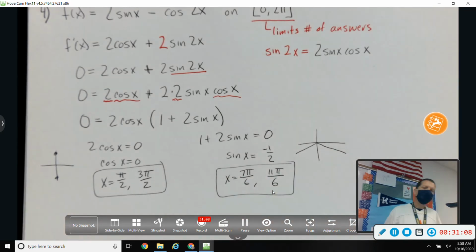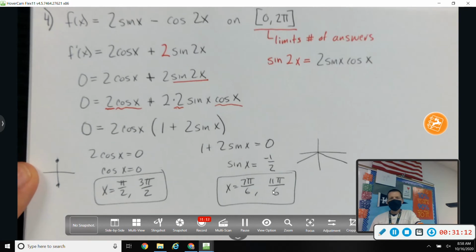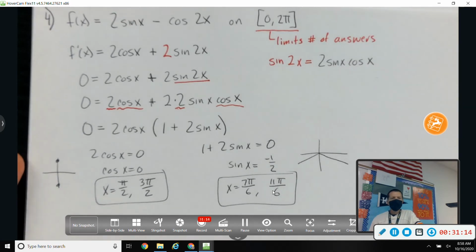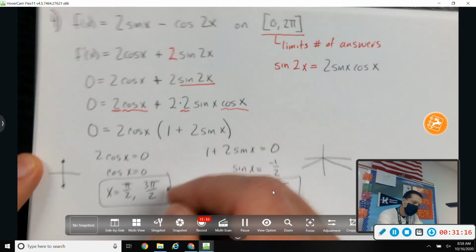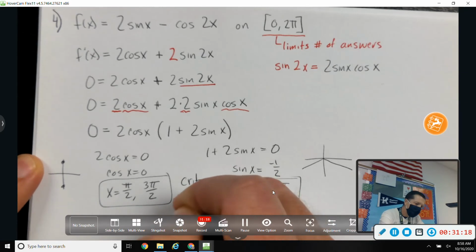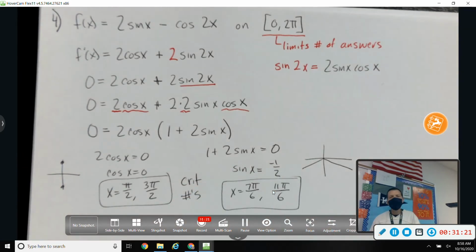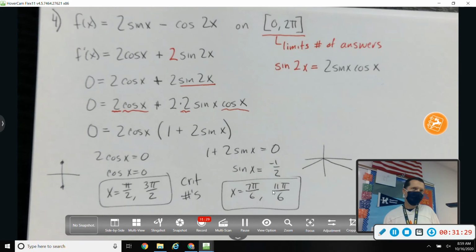So that example was more about trig than anything. Those are our critical numbers because the derivative was equal to 0. And anytime the derivative is 0, any critical numbers you have are potential extrema. So we worked on some examples of finding the critical numbers.